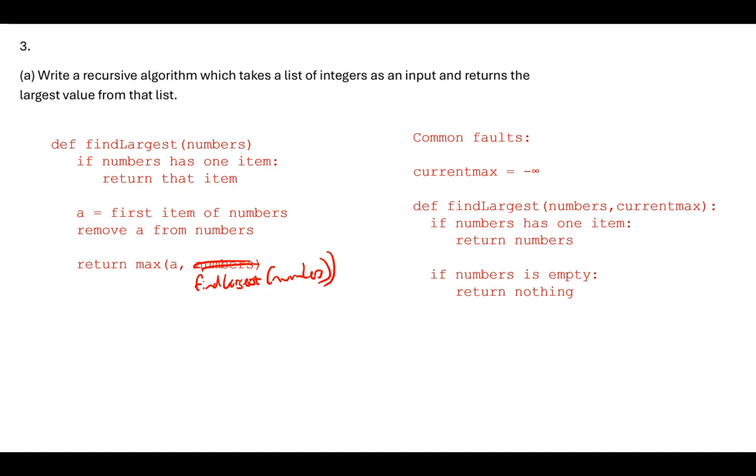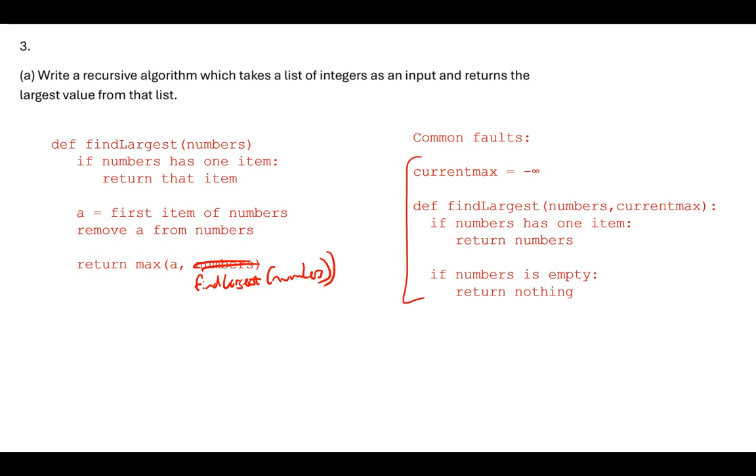Okay, some common faults that happened here. Some people wrote algorithms that had like a current max defined outside the algorithm. Absolutely not. Okay, and some people tried using like default parameters here as well. That's really not what we want. If you use Python, which is quite similar to pseudocode, it's easy to get too Pythony. A default parameter is probably somewhat platform specific. And anyway, we want to avoid using parameters or variables outside of functions.